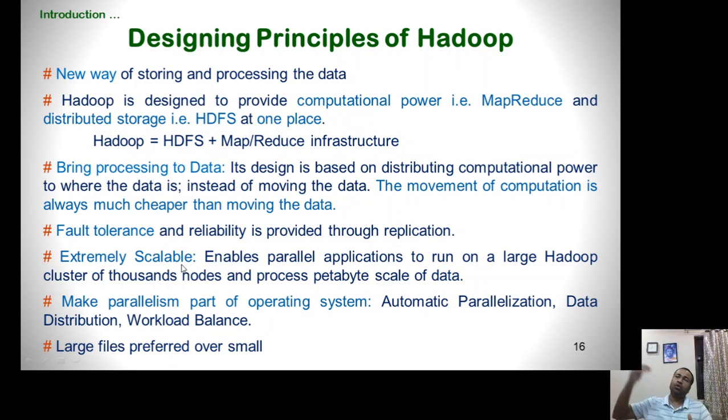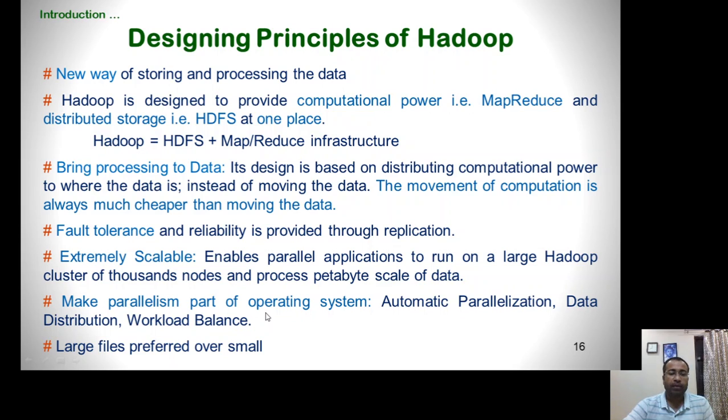As the problem grows, we can handle the problem. We can increase our infrastructure. We can increase our computing power according to the problem, according to the data size. So Hadoop clusters are extremely scalable. You can add n number of nodes and they will work very smoothly.